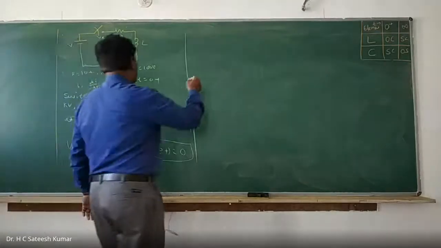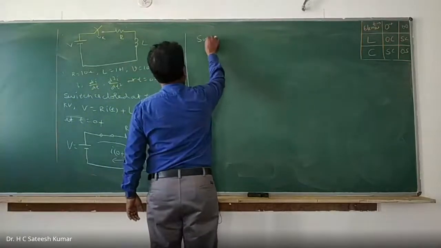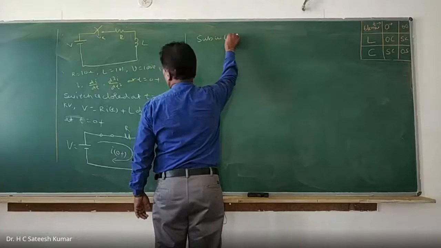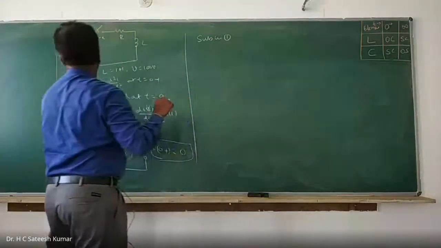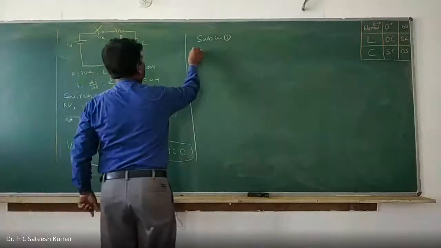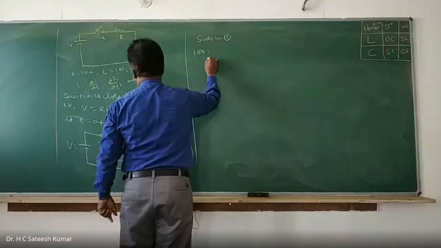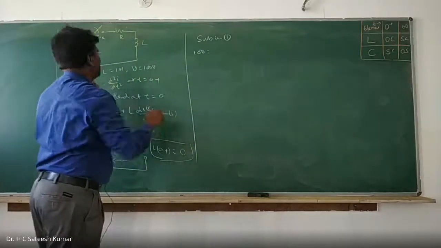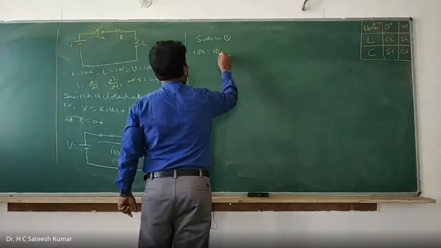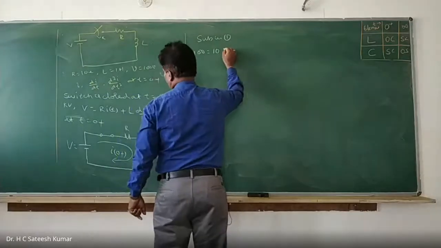Substituting in equation number 1. What will you get? V is how much? V is given 100. 100 is equal to R. R is how much? 10. 10 into i at t is equal to 0 plus.